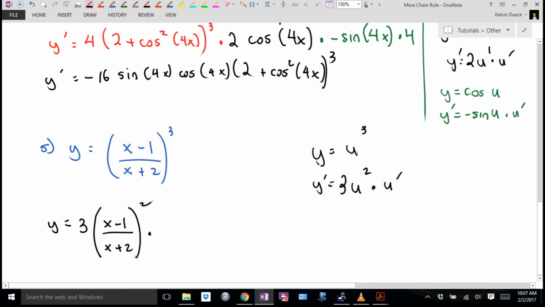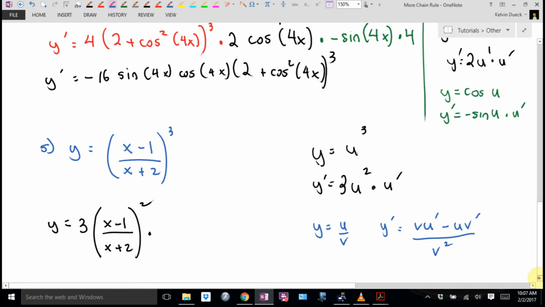Times the derivative of what's inside the brackets. Okay, what is inside the brackets? I'll change colors. Now that is a function that looks like this, u over v. Quotient rule. And I know the quotient rule says vu prime minus uv prime over v squared.